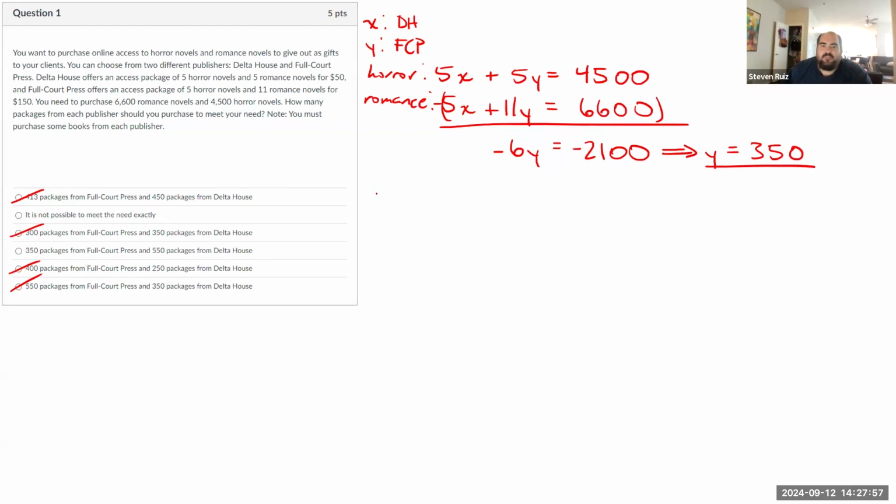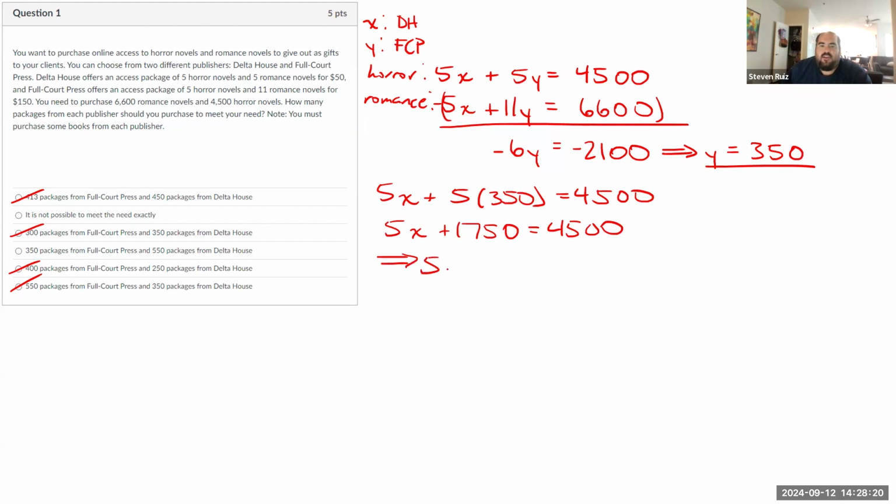So let's take one of these equations. 5X plus 5 times Y, which is 350, equals 4,500. 5 times 350 will be 1,750. Yep. Plus 1,750 equals 4,500. That gives me that 5x equals 2,750. And then x under those conditions will be equal to 550.